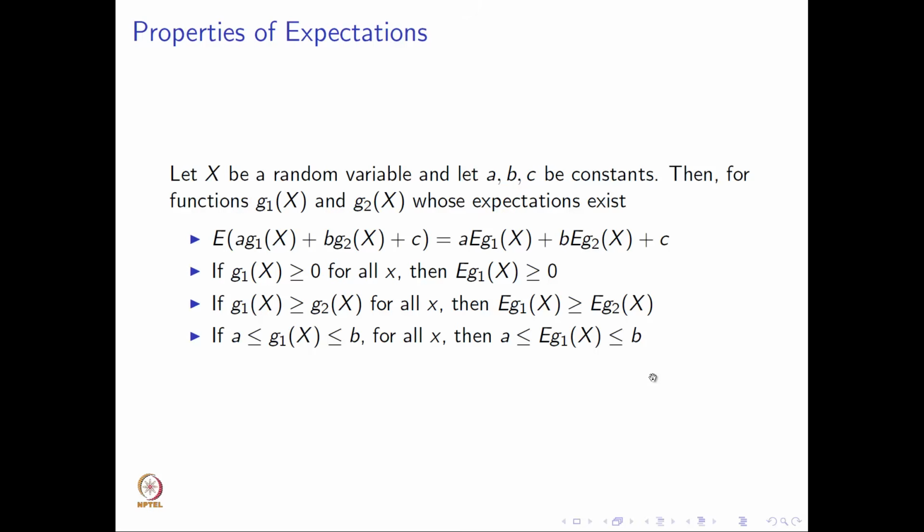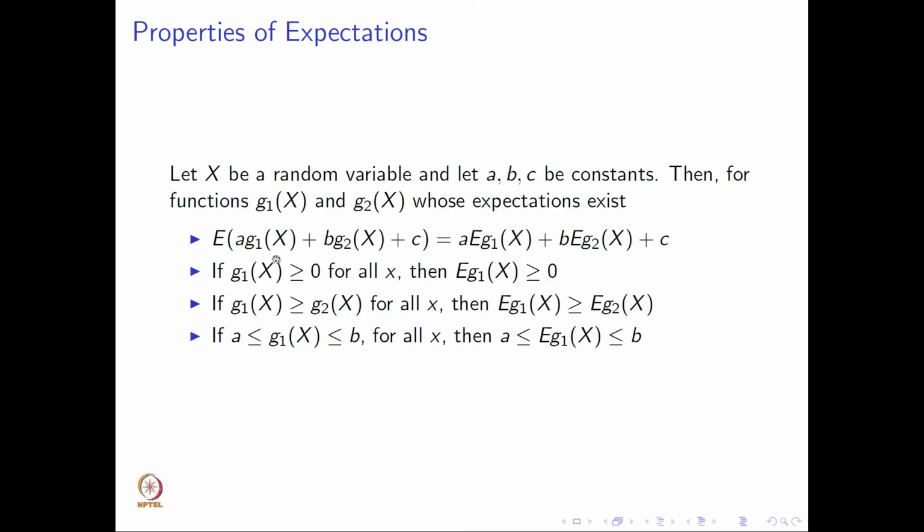Let us now look at the properties of expectations. Let x be a random variable, a, b and c are constants, and g1 and g2 are functions of the random variable x such that their expectations exist. That is, they have finite expectations. According to the first property, expectation of a times g1 of x plus b times g2 of x plus c is equal to a times expectation of g1 of x plus b times expectation of g2 of x plus c. This is called the linearity of expectations.